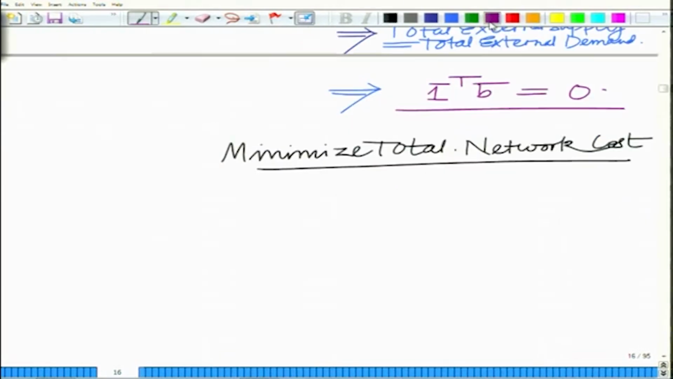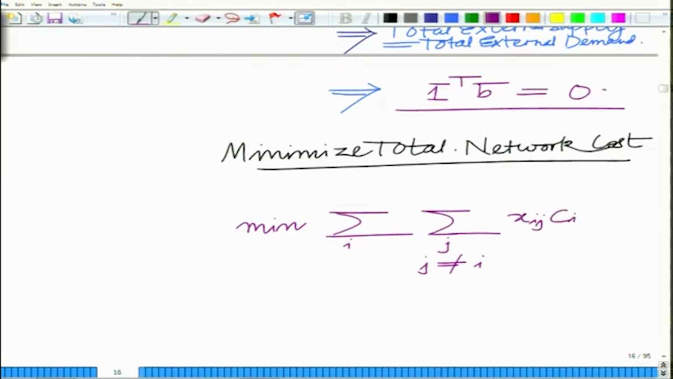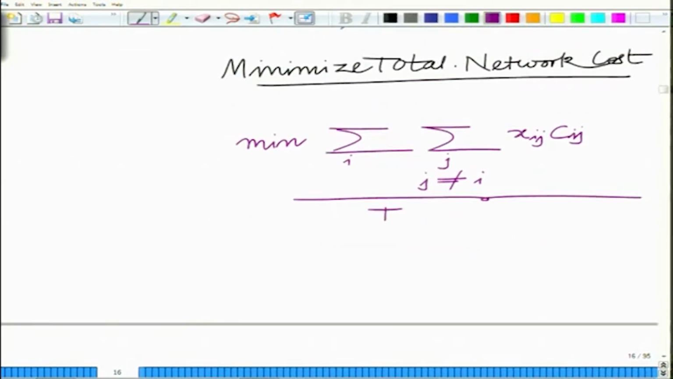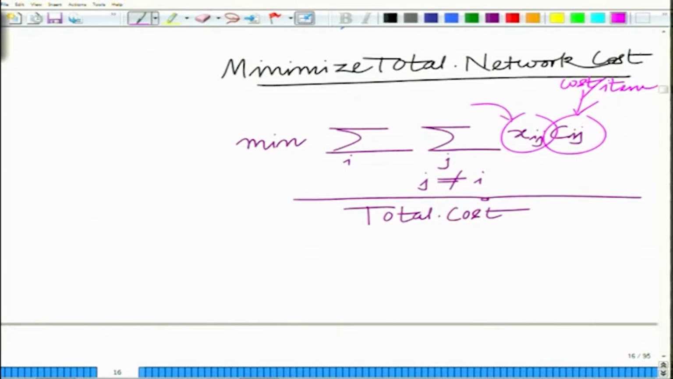Now, what is the total network cost? Total network cost is, if you look at all links i, j, and j not equal to i, if you look at the flow Xij and the cost per item Cij, this is your objective. This is the total cost. Because if you look at this, this is your cost per item and this you can think of as the number of items. So this is basically the total cost of running your distribution network.